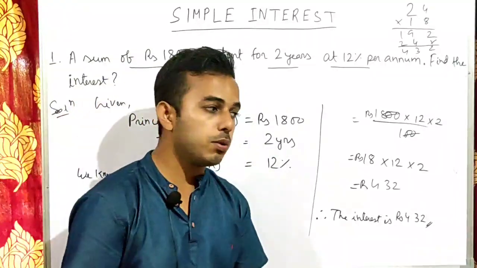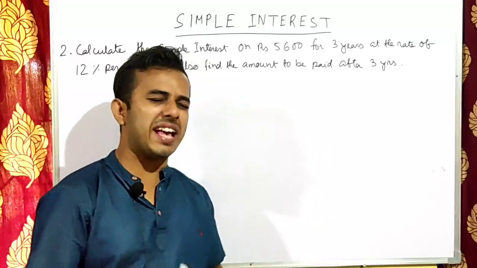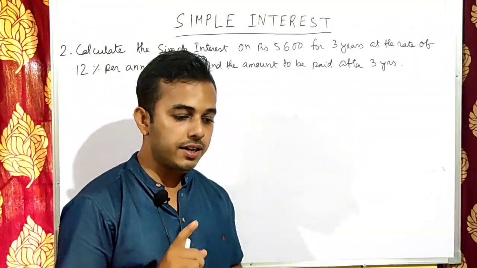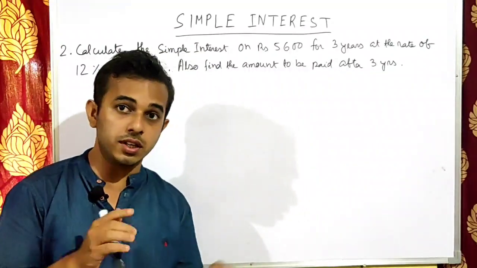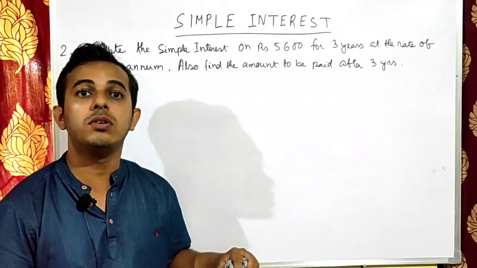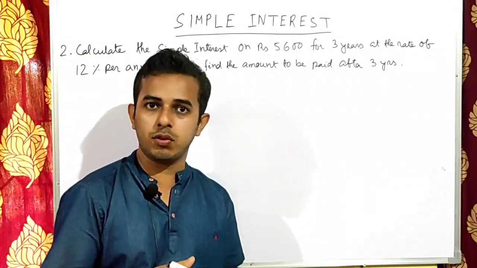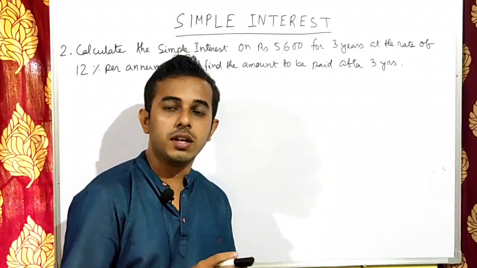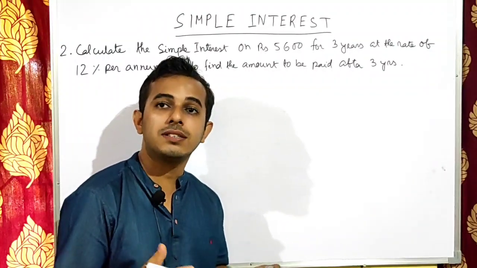Okay, so now let's move to our next question, question number 2. The next question is exactly the same as question number 1, but only one thing is added, which I discussed at the end of the previous question. That is, what is the amount I have to return? It was 2232. That is the amount. How do we find the amount? Amount means principal plus interest.